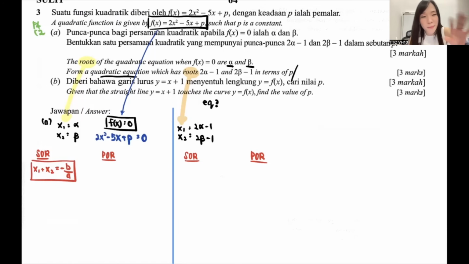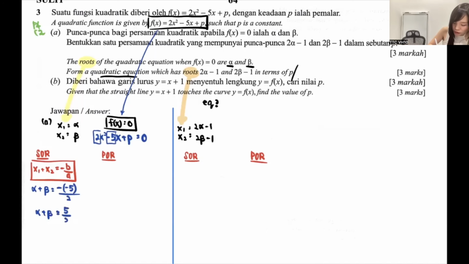Now, even though I use red pen, this one is not provided in SPM, okay, my dear? So now, just sub inside. My x1 is alpha, my x2 is beta. My b is here. And look carefully, your formula got negative, your b got negative, negative, bracket, negative. Need to write nicely. And then over my a, isn't it my a will be 2. So from here, I know alpha plus beta equals 5 over 2.